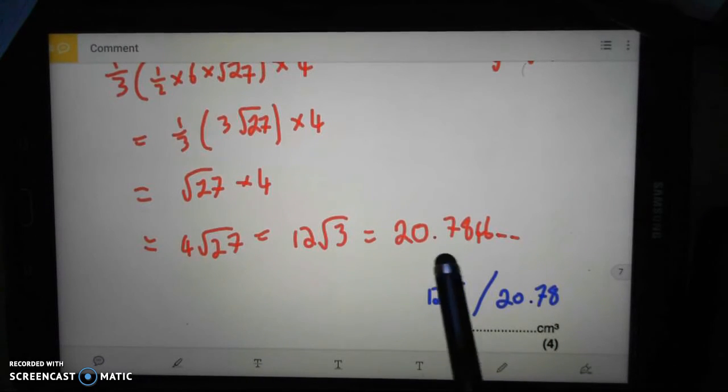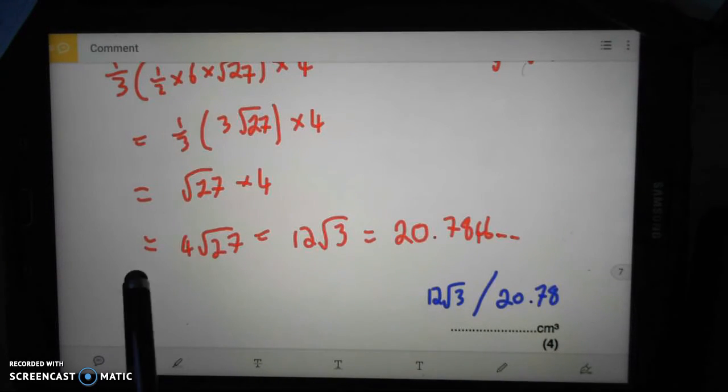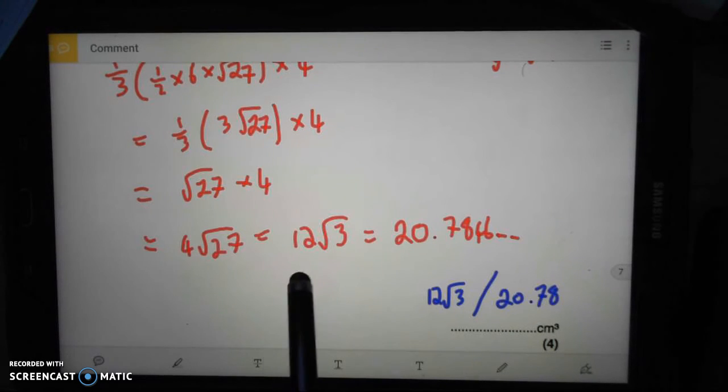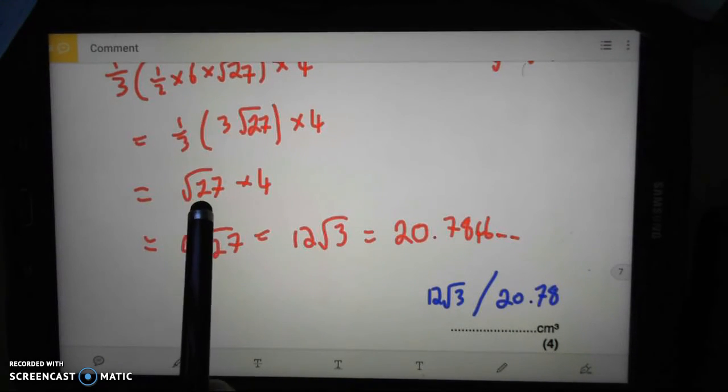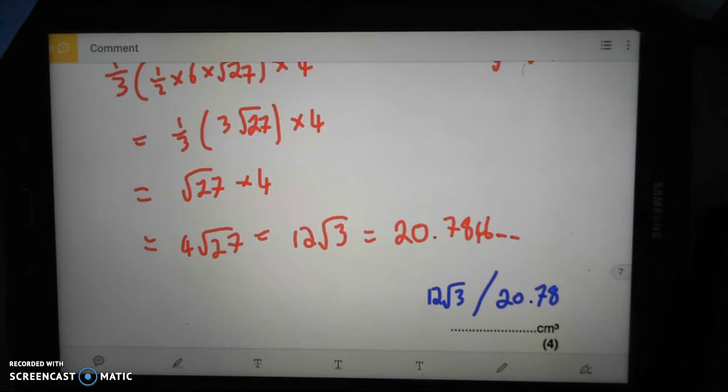This bit here is surds, and I'll explain it in another video, so don't worry too much about this. So long as you can do square root of 27 times 4 to get the answer 20.78, that is sufficient for this question.